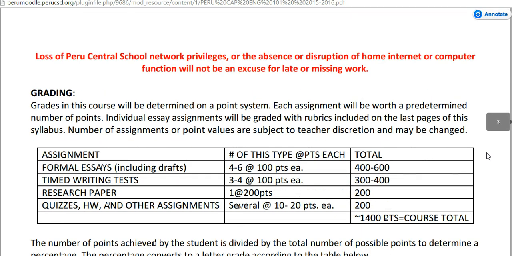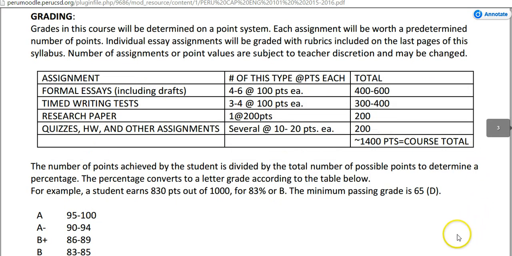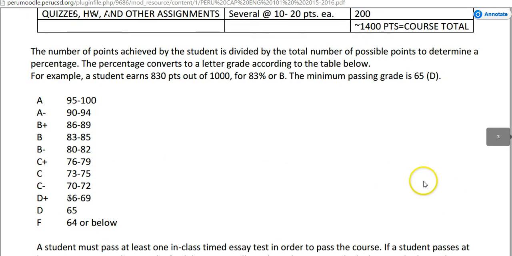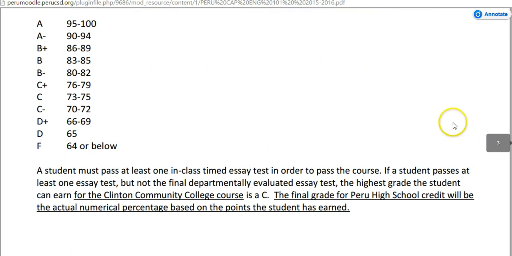We have several formal essays, several timed writings, a research paper, and then other miscellaneous assignments on a point system. So the number of points achieved by you is divided by the number of total possible points, and that gives you a percentage. That will be your Peru average, and then translated into a letter grade for Clinton Community College. A student must pass at least one in-class timed essay test in order to pass the course. If you pass that, but not the final departmentally evaluated essay test, the highest grade that you can earn for Clinton Community College is a C on your transcript.